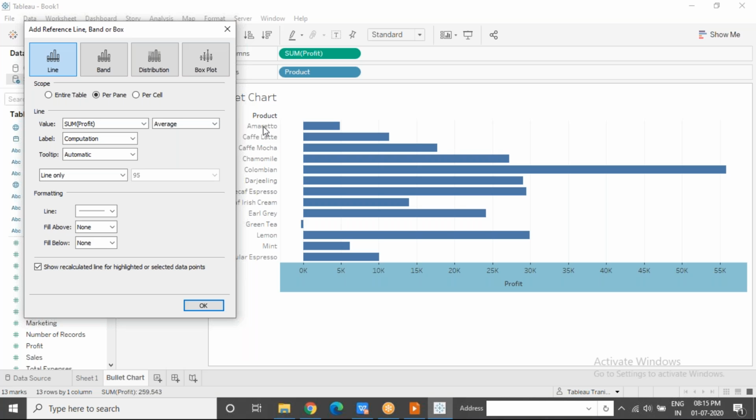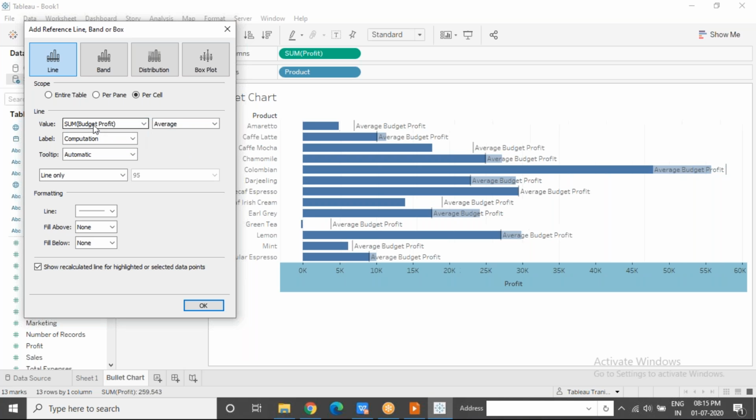All of you will agree that we have to go with a cell scope line, right? Cell scope line. So we will go with a cell scope line. And what is the value based on which we want to put our reference line? The value based on which we want the line to come up is budget profit. So you have to choose budget profit as the value. Now, will it matter what aggregation we use?